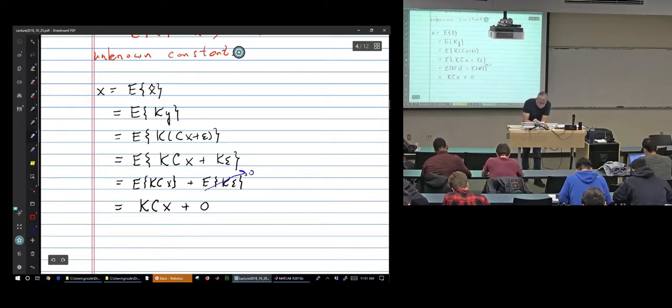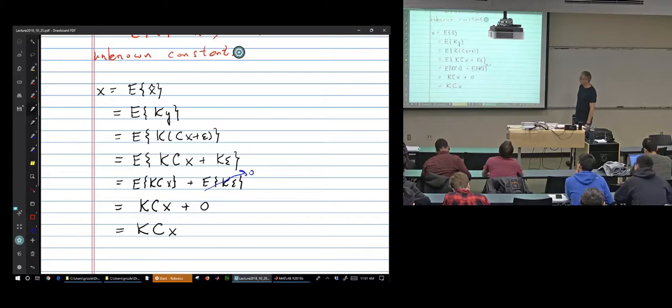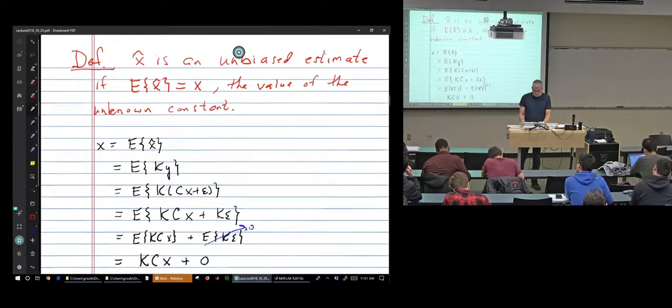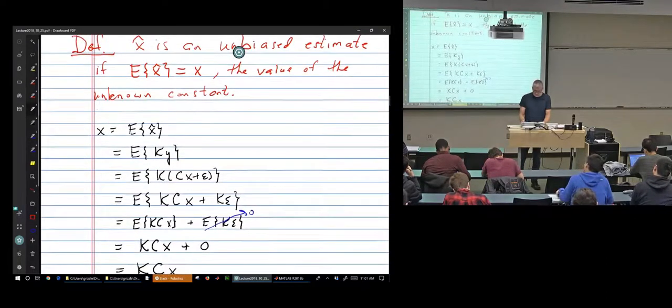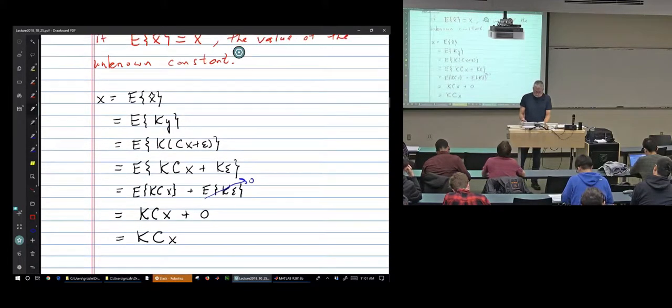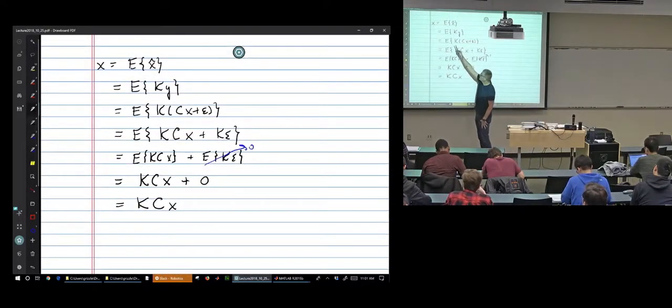This is the part that you may want to come by office hours and we play with this a little bit. But let's take it like this. X hat is unbiased if its expected value is equal to the unknown constant. And so we have the equation x equals KC times x. So what do we need this to be?